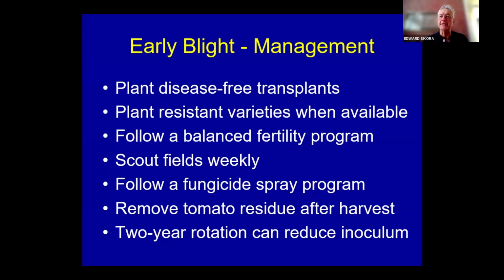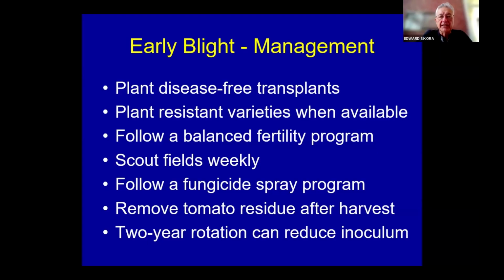So plant disease-free transplants, plant resistant varieties when available in your area. Follow a balanced fertility program. We found that tomatoes growing deficient in nitrogen might be more susceptible to early blight. I like to do a scout and spray program. I mentioned the calendar-based program that most commercial growers use, spraying once a week shortly after transplanting. If you have fewer tomato plants out there or less acreage, you can scout those fields weekly.